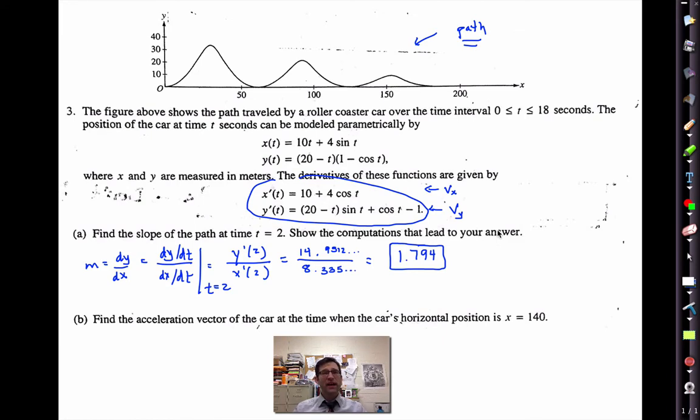I know the value of x, right? So I'm saying, I don't know where it is. It's about here. Here's 140. I want to know right there. So the first thing I really need is the time. I need to solve when the horizontal position, this is x of t, is equal to 140.